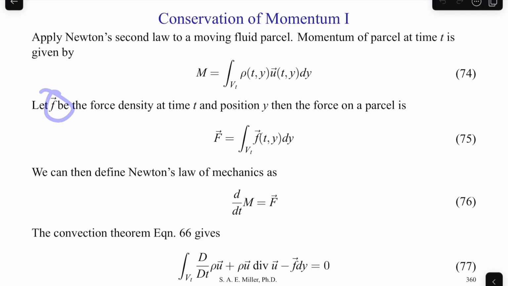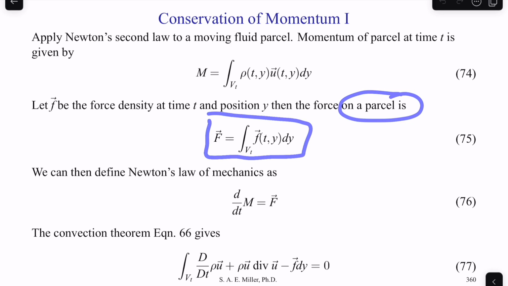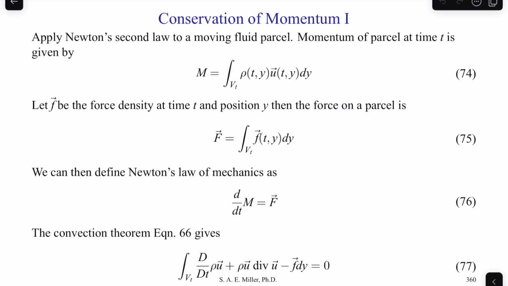F vector here will be the force density at time t and position y. Then a particular force on a particular fluid parcel will be defined as capital F of the fluid parcel: the volumetric integral in space-time of the force density at time t and position y over y.